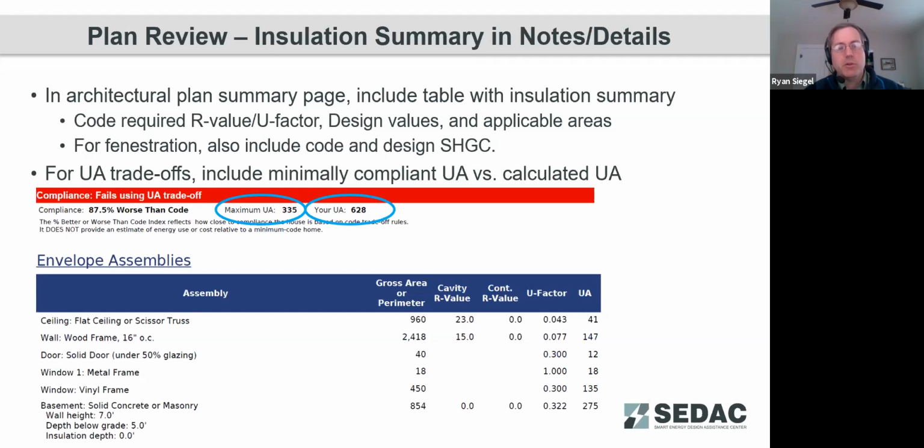Something that I would be skeptical about here: we're showing that it's 87.5% worse than code. If I did have a design submitted and it showed that it passes by 0.1%, I'm probably going to look at this with a fine-tooth comb to verify that the values listed and the areas listed match the design. Because if something just squeaks by code by the skin of its teeth, someone may have been trying to plug and chug and find what is that balance point that allows me to pass. And so it may be such that I figured out that I was able to pass with windows of 0.3, and the actual design ended up being 0.27, because they determined that I need no higher than a 0.3, but what was implemented was better than what was actually plugged in here.